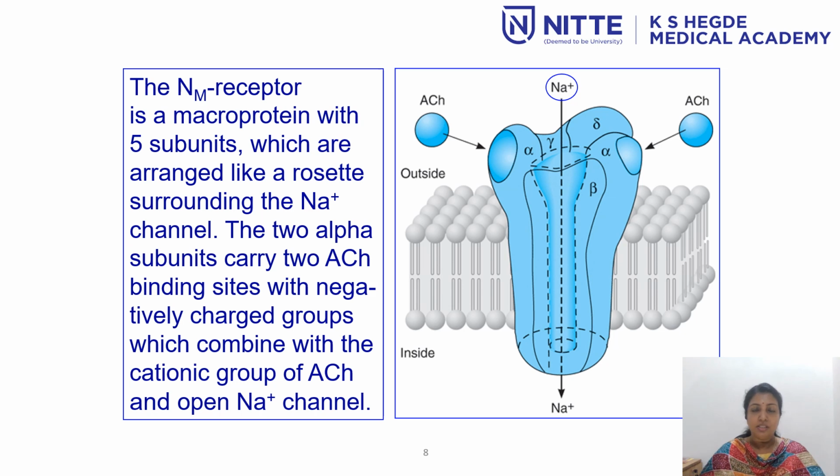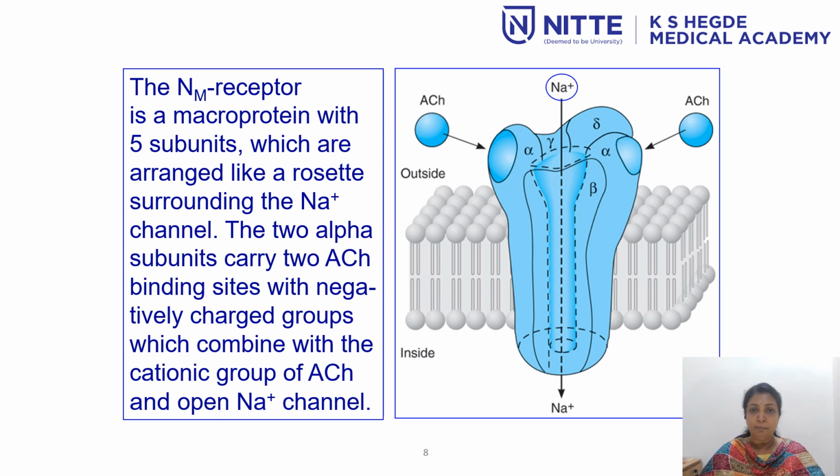Nicotinic receptor is a ligand-gated ion channel. They contain five subunits, which are usually arranged in a rosette enclosing an ion channel. So here you have the sodium channel enclosed by five subunits: two alpha, beta, gamma, and delta subunits. Five subunits enclosing the sodium channel. On the alpha subunits, we have the acetylcholine binding site.